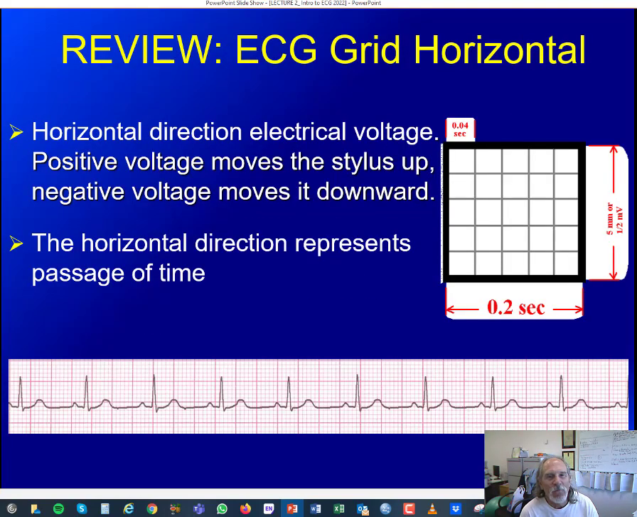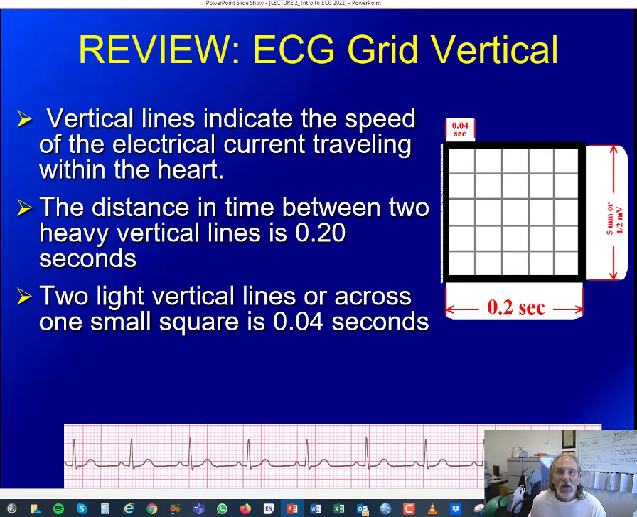So just as a review, the horizontal grid basically represents the passage of time. The vertical grid represents the speed of the electrical current traveling within the heart. So the distance in time between two heavy vertical lines that you see here is 0.20 of a second, but each light line is 0.04 of a second.